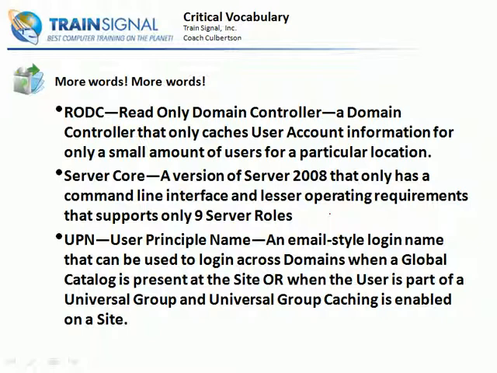And I've given you a new word, user principal name, even though it's a concept that we learned last video. But the user principal name is an email style login name that can be used to log in across domains when a global catalog is present at the site or when the user is part of a universal group and universal group caching is enabled on the site. You know how to do that as well.